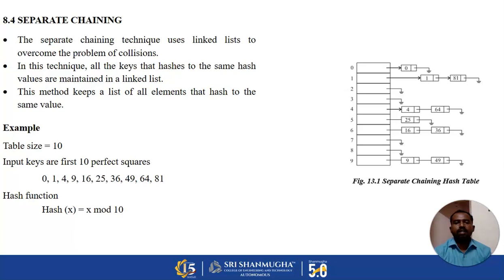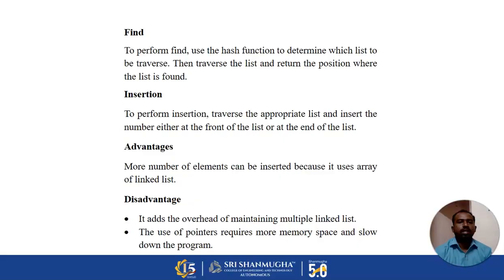Example: table size 10, input keys are the first 10 perfect squares 0, 1, 4, 9, 16, 25, 36, 49, 64, 81. Hash function h(x) equal to x mod 10. This is the example of a separate chaining hash table. Next, to perform find, use the hash function to determine which list to be traversed. Then traverse the list and return the position where the element is found.